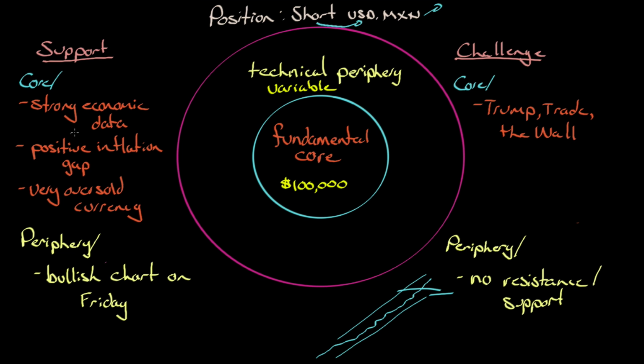What supports the fundamental core? Strong economic data, positive inflation gap, and very oversold currency. What challenges it? Trump, trade, the wall. I don't know how sentiment is going to play out on that. If Friday's any indicator, sentiment seemed to be like, yeah, that's there, but you know what? The peso's way oversold to begin with anyways. So if the peso can rise in the face of this, that tells me that, yeah, it's probably well agreed upon that the peso is undervalued.